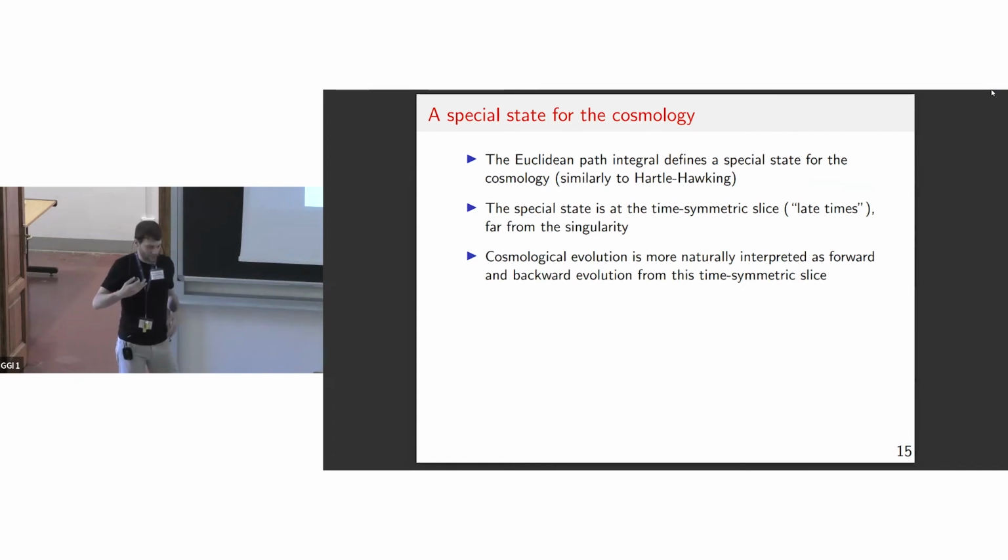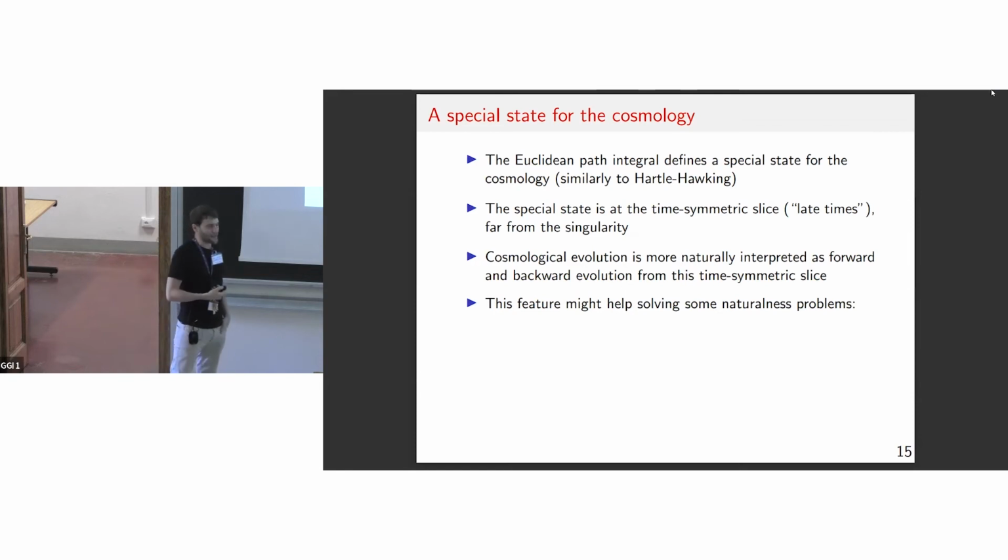And in this sense, the cosmological evolution from this purely quantum point of view is better understood as being forward towards the Big Crunch and backwards towards the Big Bang, starting from the central point. The initial state is actually in the middle, so at the end of the expansion. And this fact actually is useful to solve some naturalness problems of cosmology without the need of inflation.